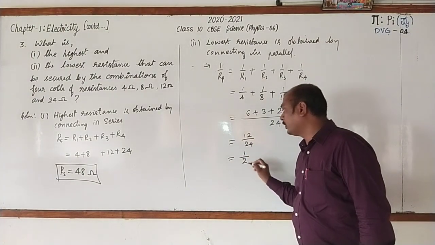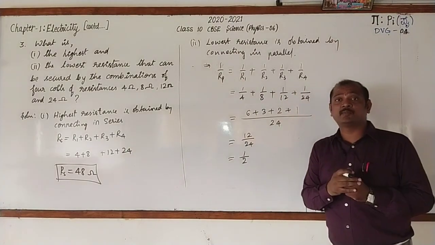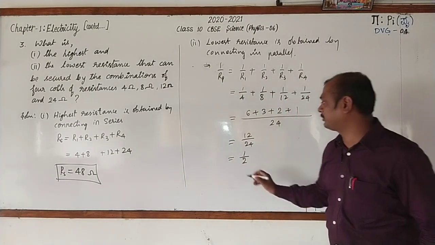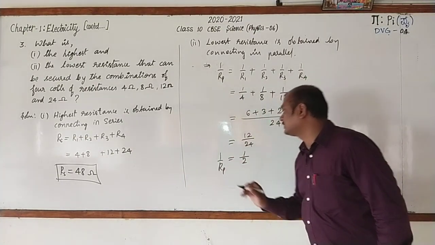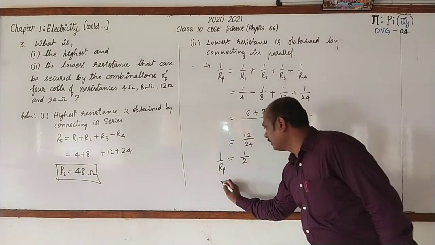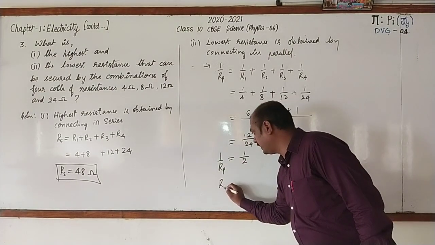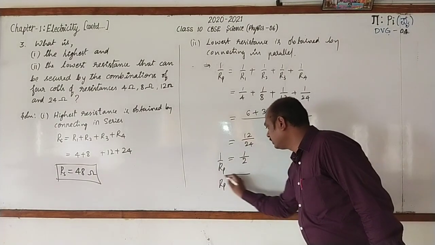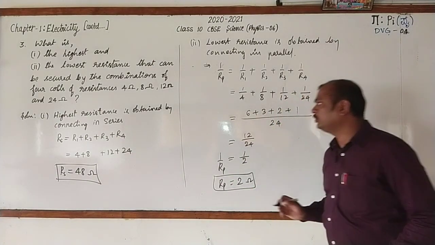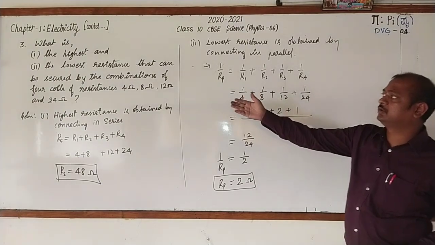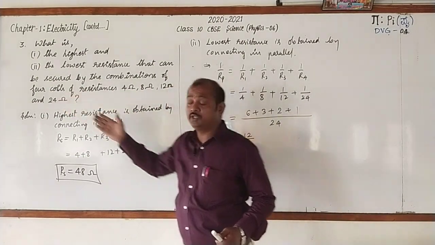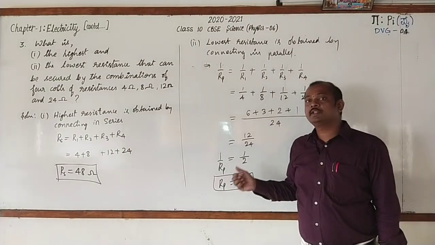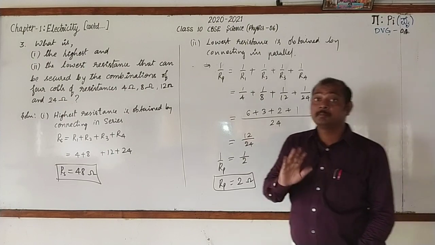This is equal to 1 by 2. Please don't go for writing 0.5, because we want Rp, but here we have reciprocal of Rp. 1 by Rp is equal to 1 by 2. Then take the reciprocal. Rp is equal to reciprocal of 1 by 2 is 2 by 1. It will be 2 ohm. See that lowest value 4, 8, 12, 24. See that Rp is just 2 ohm. Why? The reason is resistors are connected in parallel.